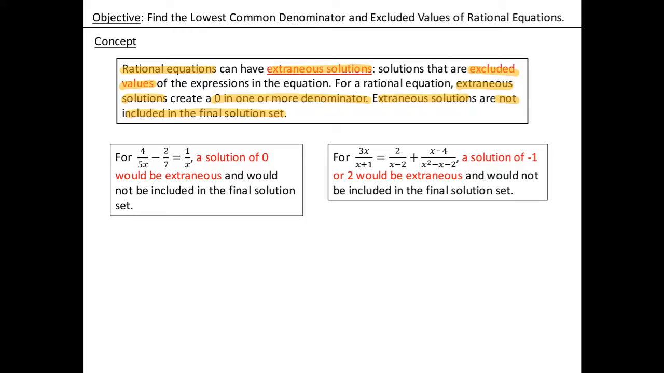So the 0 in the denominator creates undefined terms, resulting in asymptotes. That's how we get the asymptotes in the rational equations, is they're creating a 0 in the denominator. We don't want undefined terms. That's why the 0 in the denominator, anything that creates that, those are going to be excluded values. So I have to remove them from the final solution set. Okay? So we can see some examples here.